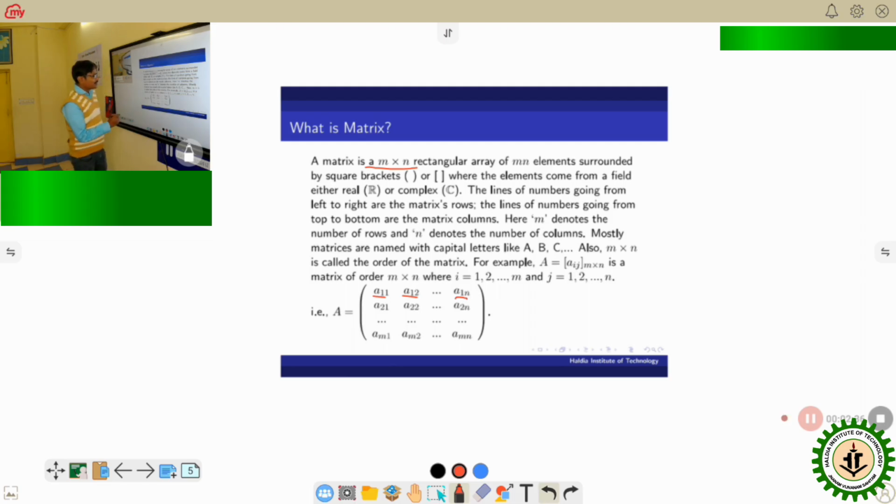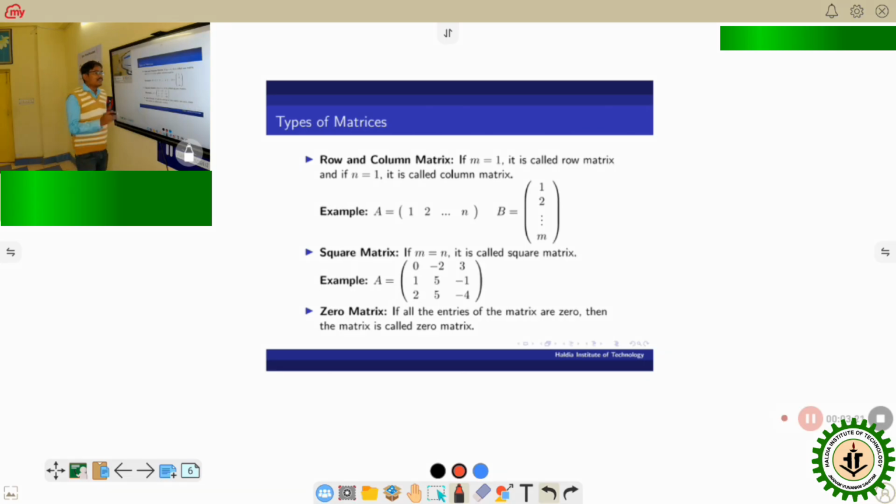Okay. The lines of numbers going from left to right, these are called the rows, and the lines of numbers from top to bottom like this, this is a column. This is another column. These are called columns. Here m denotes the number of rows, and n denotes the number of columns. Many times, we denote a matrix with capital letters A, B, or C, etc.